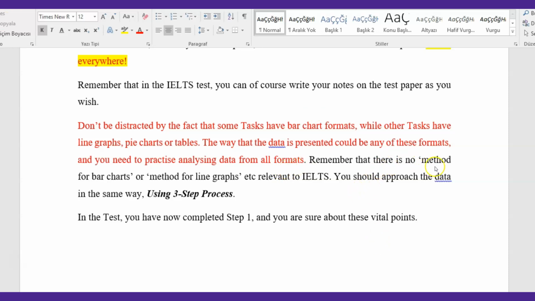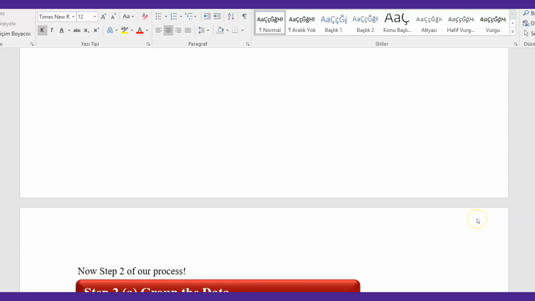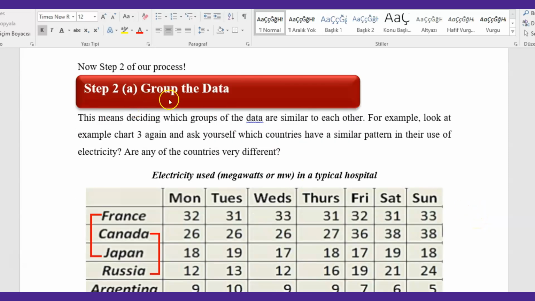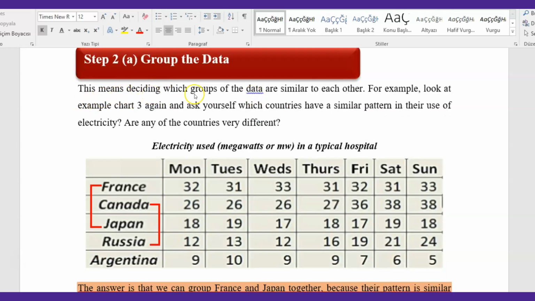Remember that there is no method for bar charts or method for line graphs and so on relevant to IELTS. You should approach the data in the same way, using a 3-step process. In the test, you have now actually completed step 1, and we are going to be sure about this vital point. In step 2, you have to first group the data. This means deciding which groups of data are similar to each other.